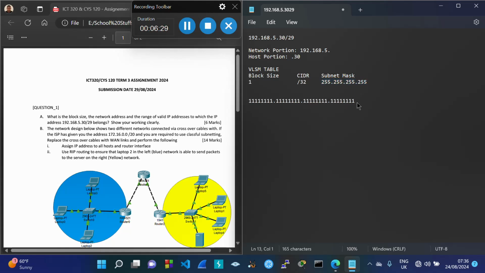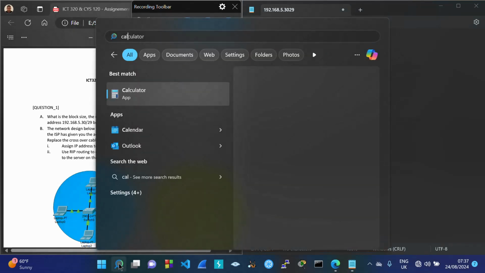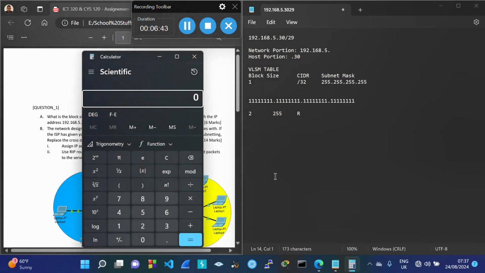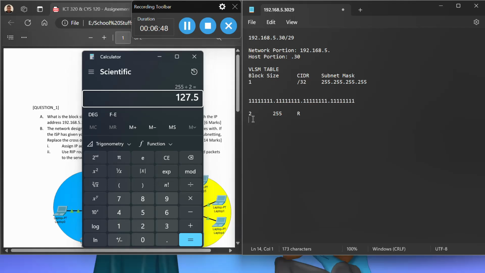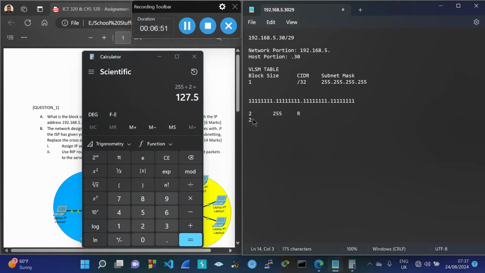Binary is base 2. We need the target, which is 255, and then the remainders. I'll open up my calculator. Our target is 255. If we divide it by 2, we get 127, with 0.5, so the remainder is 1. Again, if we divide 127 by 2, we get 63, and the remainder is 1 because it's 0.5.